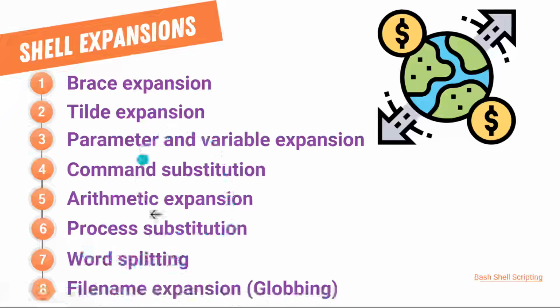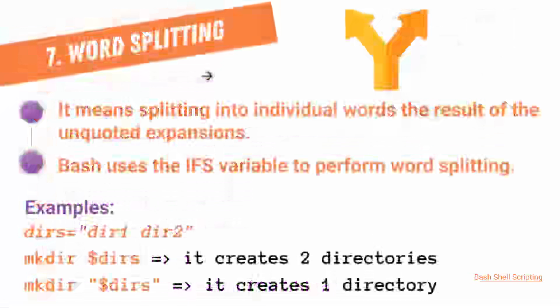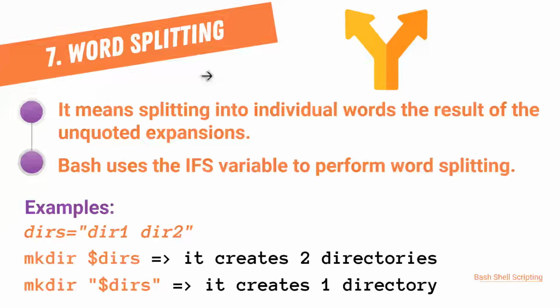All the results of these expansions not occurring within double quotes are then subject to word splitting. To perform word splitting, Bash needs a delimiter, and it uses the IFS variable, which by default contains space, tab, and newline. IFS is short for internal field separator. If you want, you can change the delimiters by changing the IFS variable.